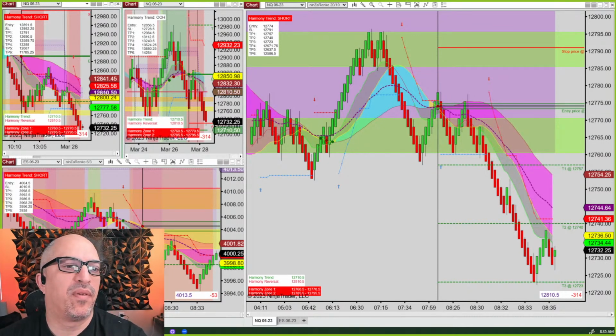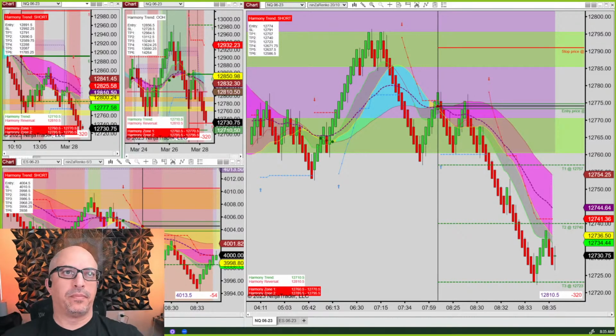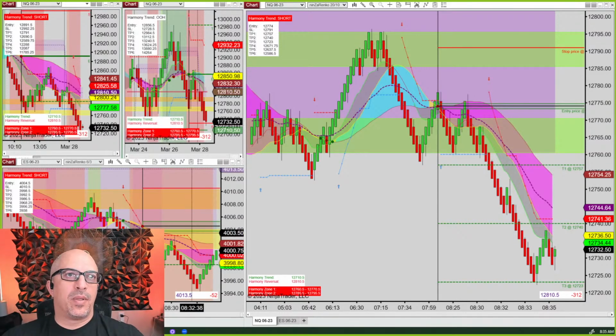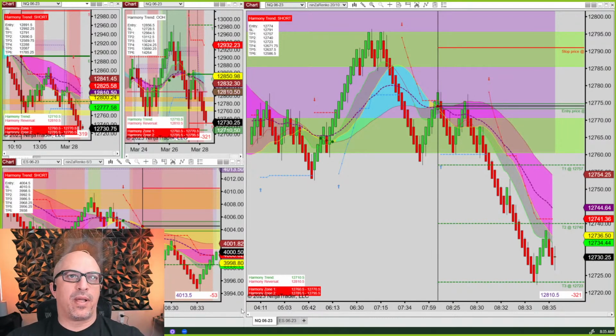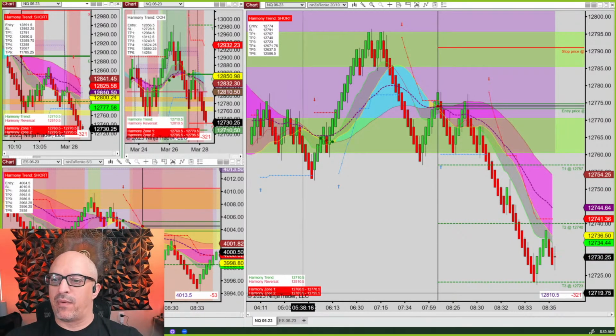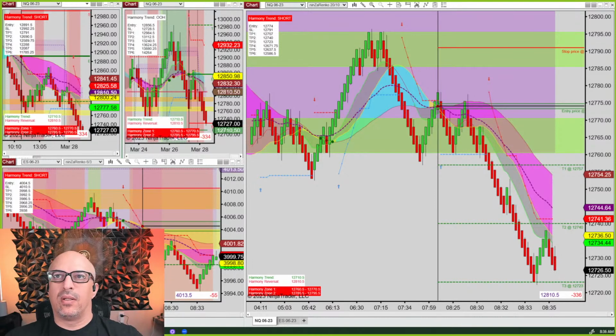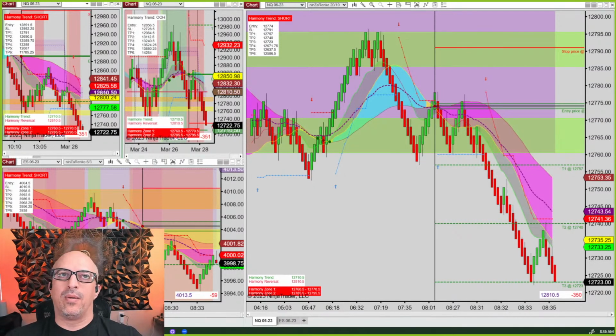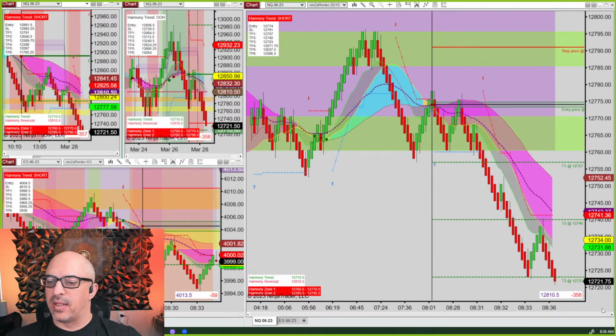All right, we're getting a little bit of a push here in ES to the middle of the range. Harmony zone number one in ES is that 4001. We're back to that 4000. One interesting note though, that NQ is lagging ES in a significant way.